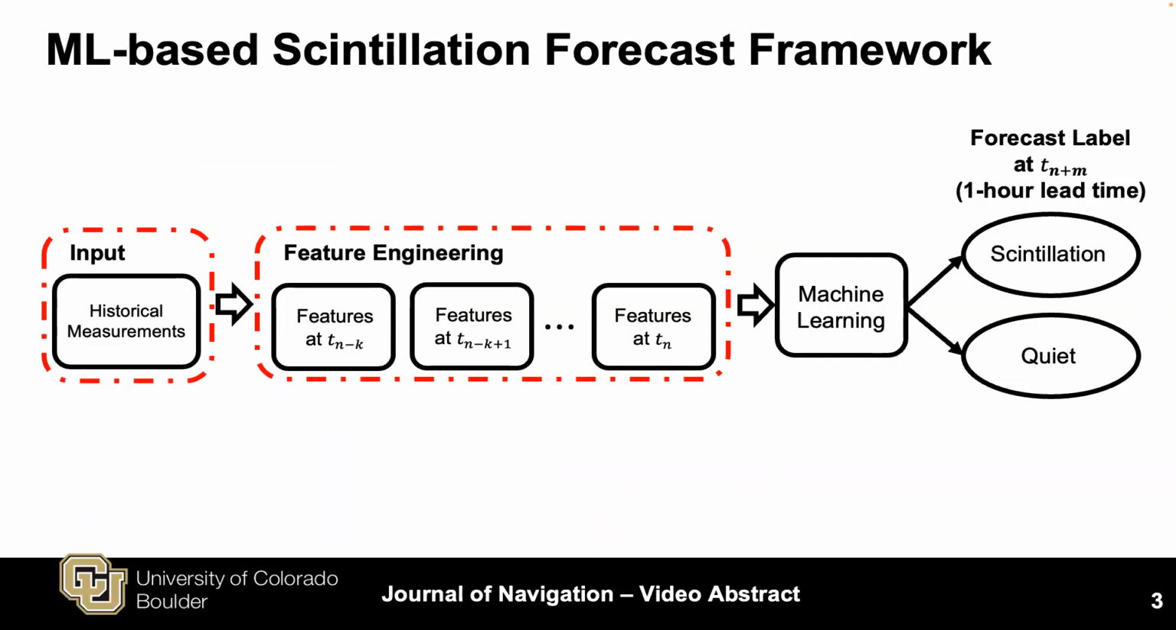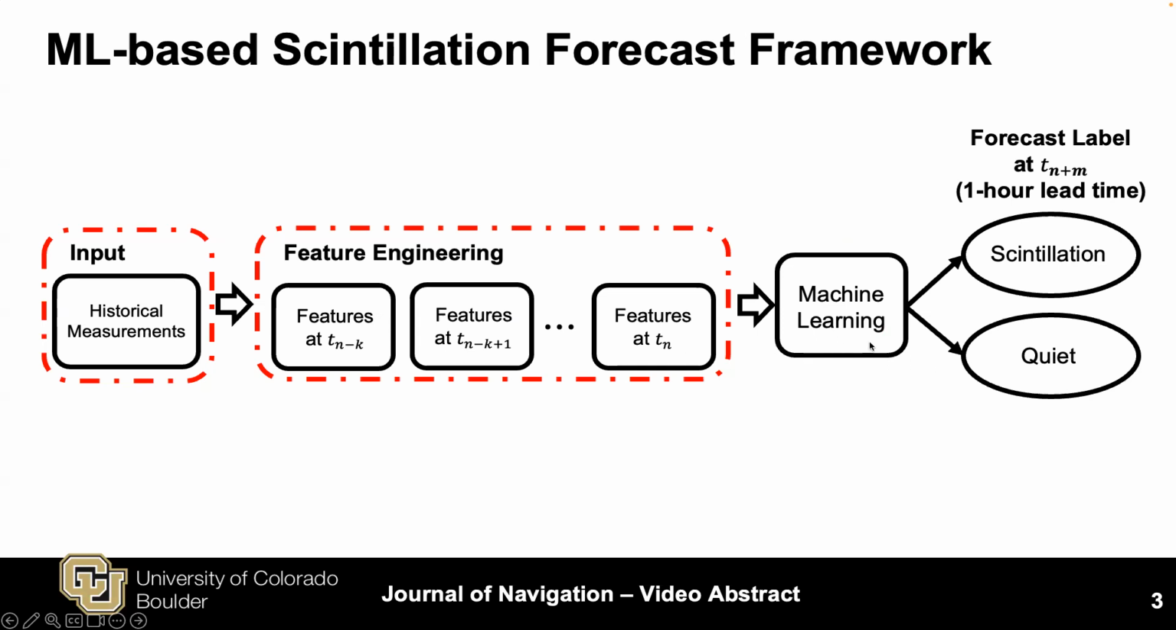This slide shows the machine learning-based forecast framework. Given the historical measurements as input, the feature engineering first groups measurements, which we call features in machine learning, based on their time steps. Here, feature engineering is the process of using domain knowledge to extract features from raw data. Suppose Tn is the current time, and Tn minus k is the time that is k steps to the past. Historical measurements from Tn minus k to Tn are used as features and input to the machine learning algorithm.